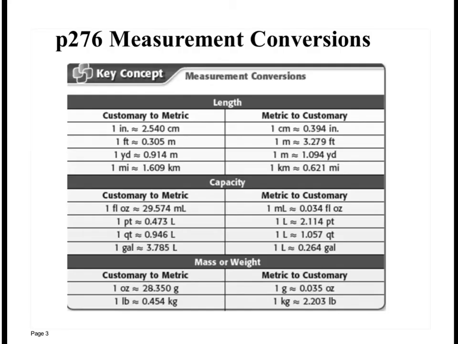All right, you need to write down page 276, measurement conversions, on your notes. I'm not requiring you to write down this chart, but this chart is on page 276. Anytime you're going from customary to metric or metric to customary, you will use this chart. If you're going customary to customary or metric to metric, you will use the back page of your book that we've used before. But now we're going metric to customary or customary to metric. We're converting measurement systems, so you use this chart. It's on page 276.